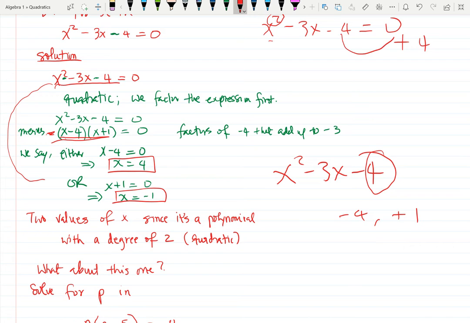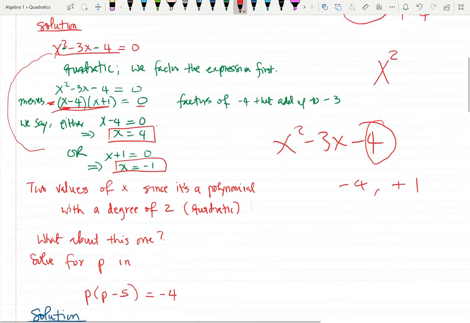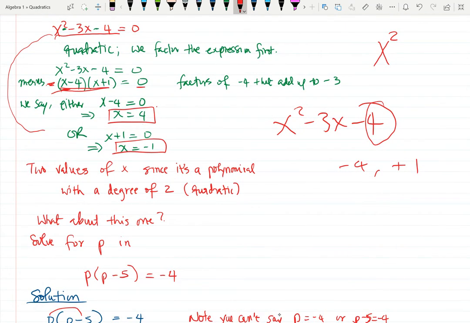Now when we have two quantities multiplying and getting 0, we say either x minus 4 equals 0, which means x equals 4, or x plus 1 equals 0, which means x equals -1. Since the highest power is 2, we end up with two values of x. So we have x equals 4 and x equals -1.